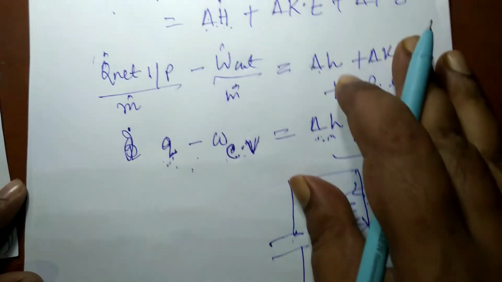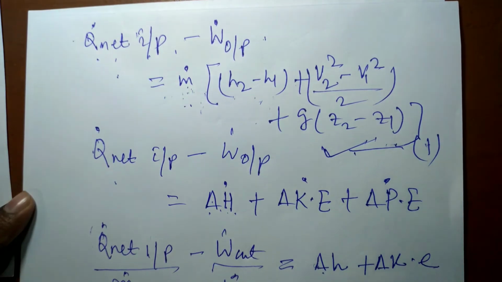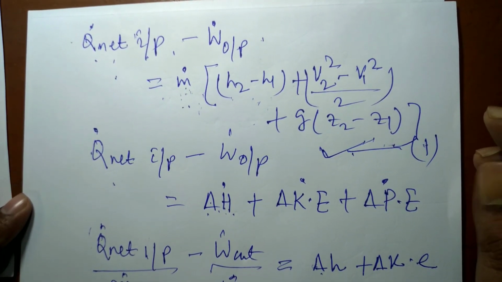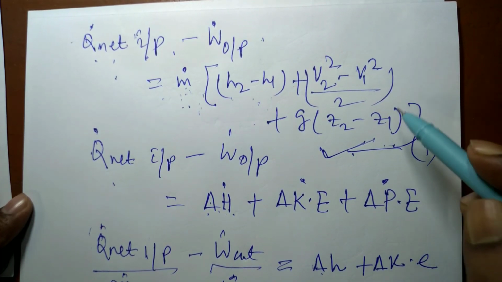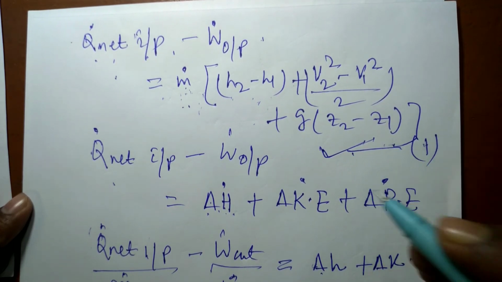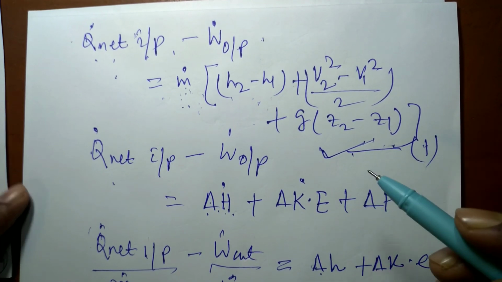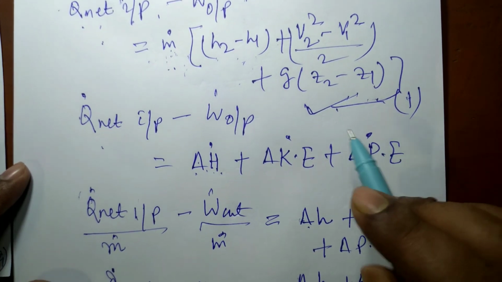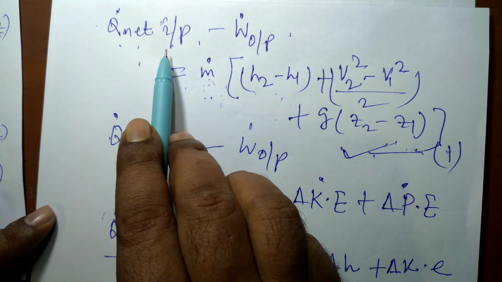There should not be any confusion regarding q and w. The usual convention is that whenever heat is added to the system, it is taken positive, and work done by the system is positive. By convention it is assumed that heat is always converted into work. That's why q is always associated with the incoming fluid stream, and w is associated with the outgoing fluid stream. But this is the most generalized expression, with q as net heat input.